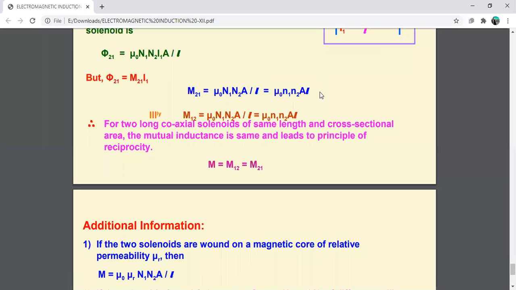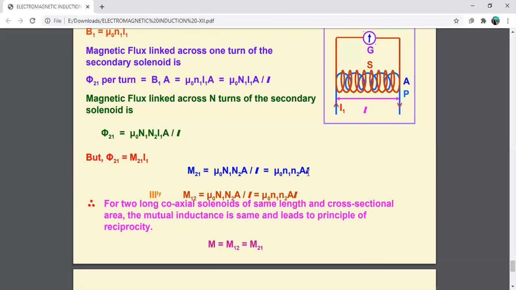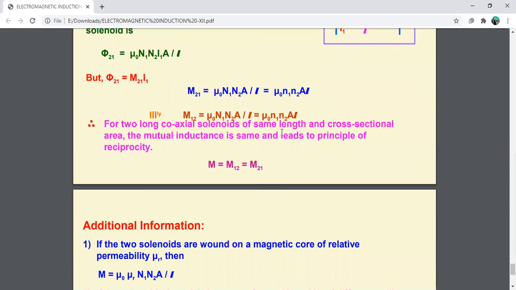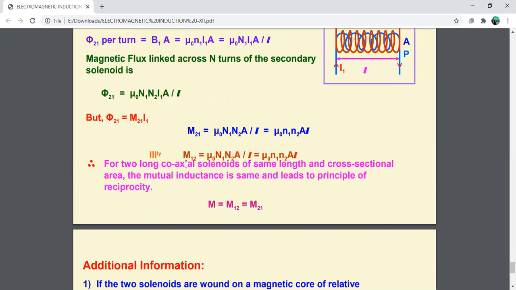Length could be different. If the length of the two coils is different, then we will use different lengths. For the first one we will use L1 and for the second one we will use L2. But here in the two coils the length is the same, so we will use L, and the area of cross section is the same, so we'll use A. As the same current flows through the coil, the coefficient of mutual induction in the two coils will be the same. That is M21 is equal to M12.